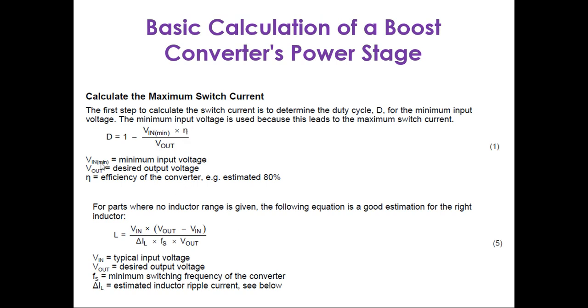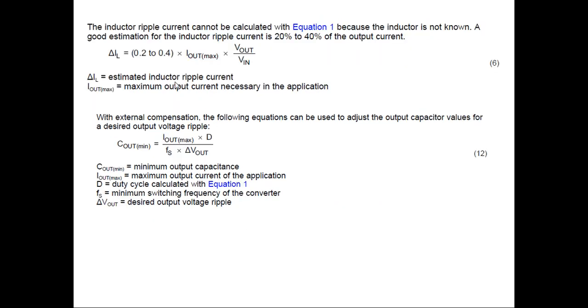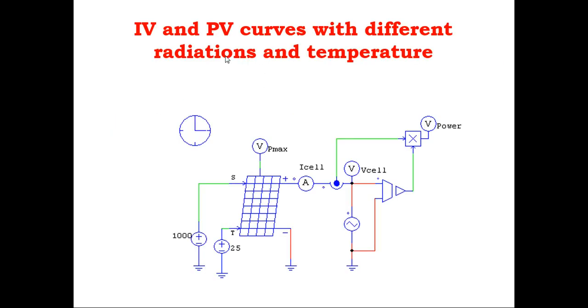and efficiency, how you can measure the efficiency. It is estimated as 80%. Usually converter efficiency is more than 80% because they are all static in nature. So from this equation you may also find out the inductor value, and you may also find out the value of the capacitance.